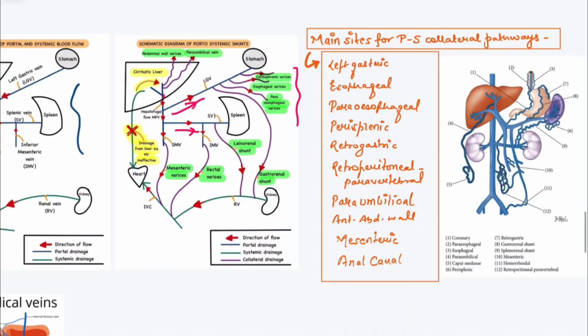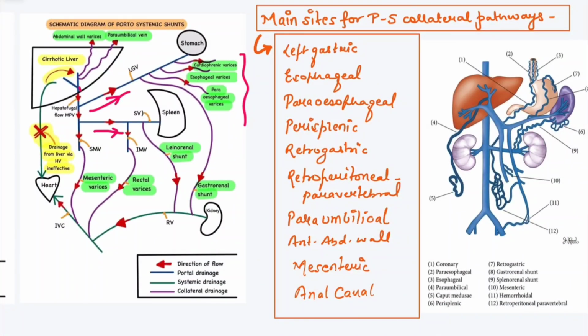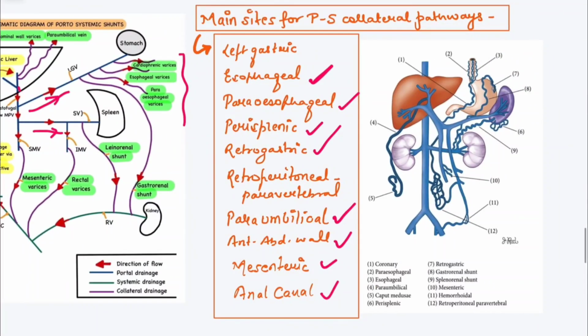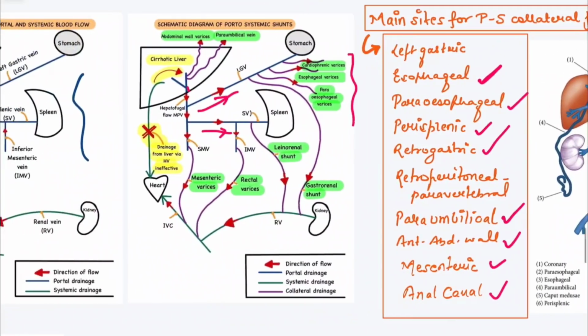These are the main sites for systemic collateral pathways, and the main collaterals that we see on CT and ultrasound images are esophageal, paraesophageal, perisplenic, retrogastric, paraumbilical, anterior abdominal wall varices, mesenteric, and hemorrhoids. Just know about these various sites for portosystemic collateral pathways.